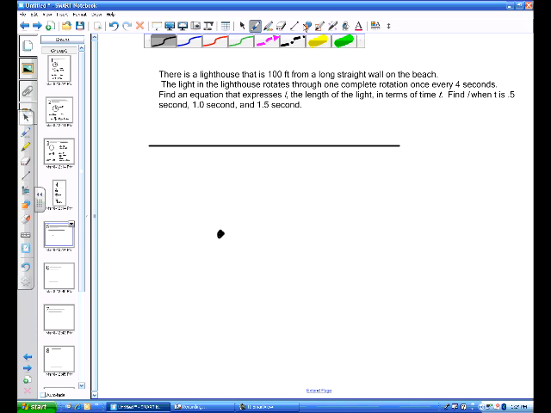Now, there's a light and it rotates. If it's shining here, we'll put it as it starts shining. Let's make that a dotted line. You can think if it were shining straight, it would be here, and that would be the length of the light. But as it starts to rotate, it moves down the beach, and as it does, that length is going to be changing.